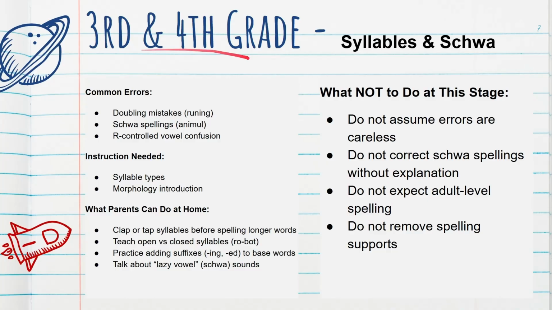A lot of people expect kids to be perfect, but you have to remember, we have keyboard access to our phone every single day. We have access to autocorrect. Even adults are not perfect spellers. And also, do not remove spelling supports if they need them. If they need a visual aid, like a spelling chart, like an alphabet chart, or a chart with all the 44 phonemes, do not remove that.